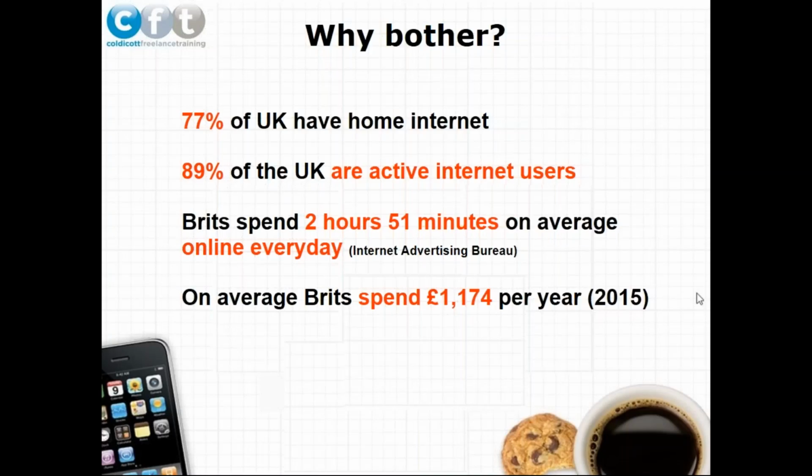So just a few statistics before we get on to the different social media channels. First of all, why bother in the first place? Well, 77% of the UK have home internet, so over 3/4 of UK homes have internet. 89% of the UK are active internet users. So with a UK population of over 64 million, that's 57 million people that potentially you could be targeting using online advertising or social media.